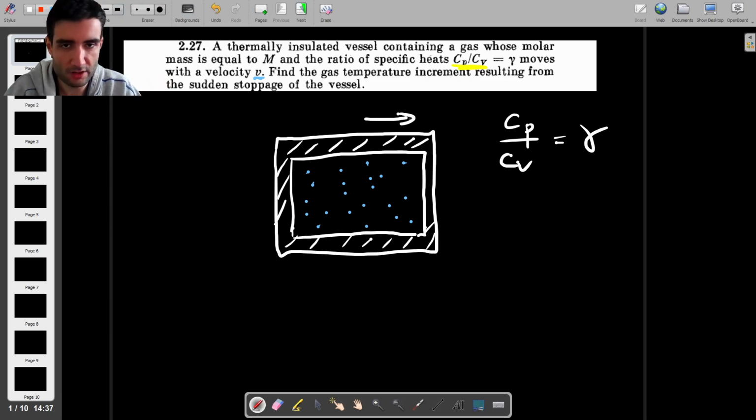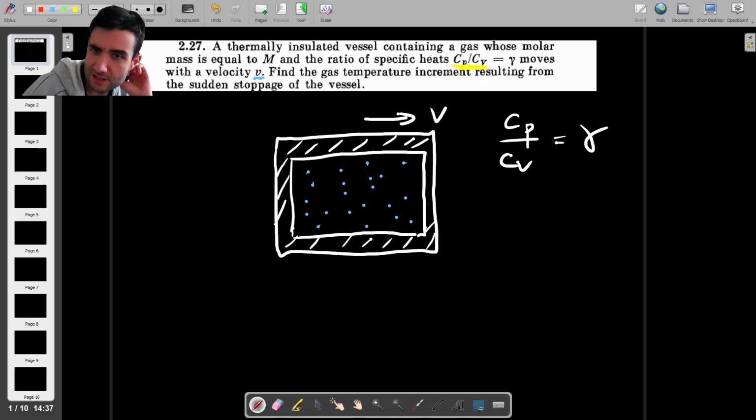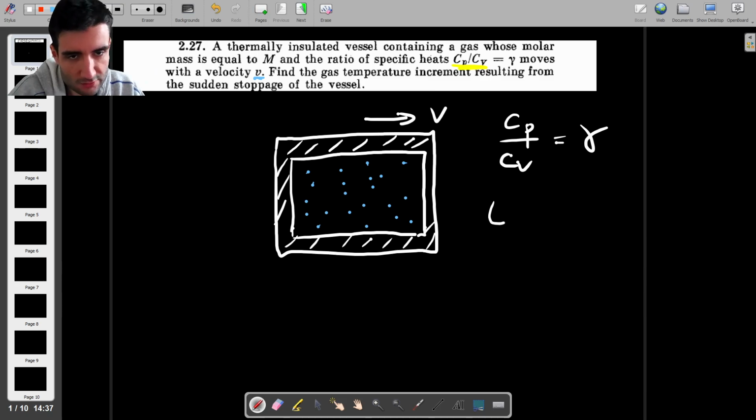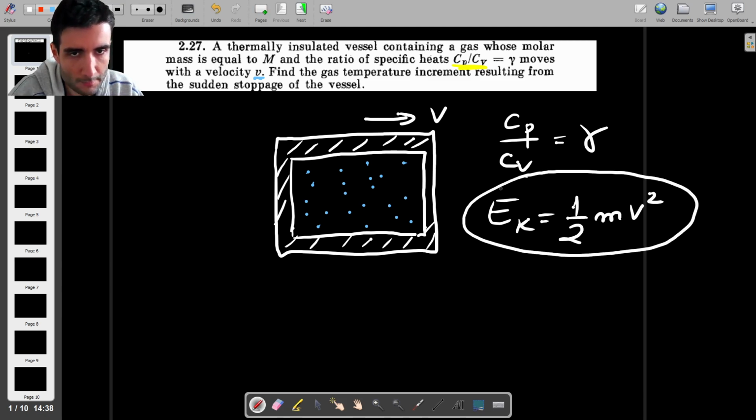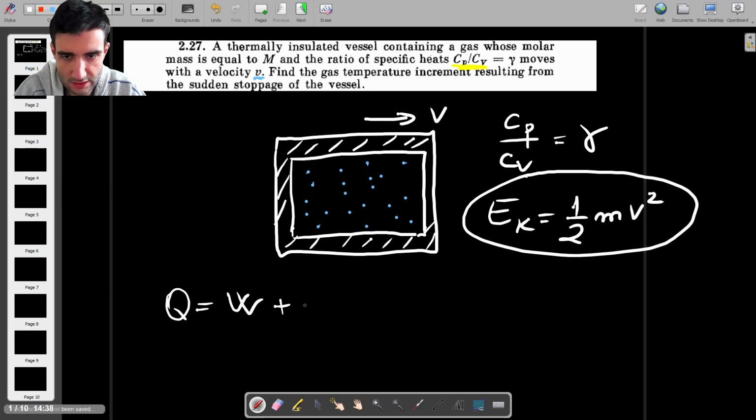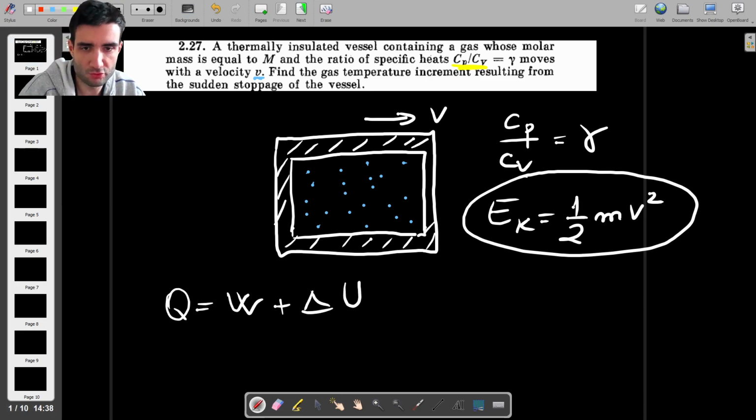So at first this is traveling to the right, let's say, or in any direction, doesn't really matter, with a velocity v. So that allows us to find the kinetic energy, which is 1/2 mv squared, like this. So that's the kinetic energy of the gas. And then when it suddenly comes to rest, we can actually apply the first law of thermodynamics, which is Q equals W plus delta U, to figure out what happens to this kinetic energy, basically.